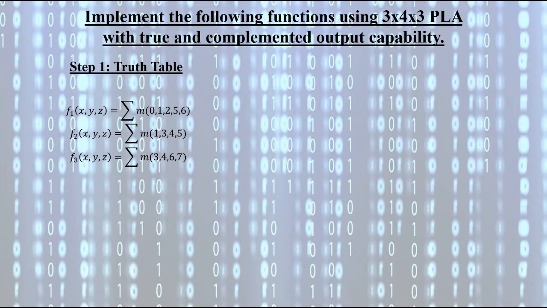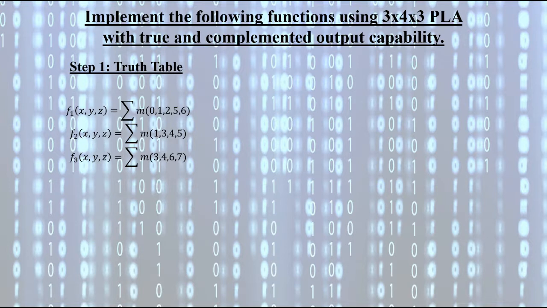Part B. Implement the following functions using a 3 times 4 times 3 PLA with true and complemented output capability. Step 1. Truth table. The first function is equal to the summation of minterms 0, 1, 2, 5, and 6. The second function is equal to the summation of minterms 1, 3, 4, and 5. And the last function, which is the third function, is equal to the summation of minterms 3, 4, 6, and 7.